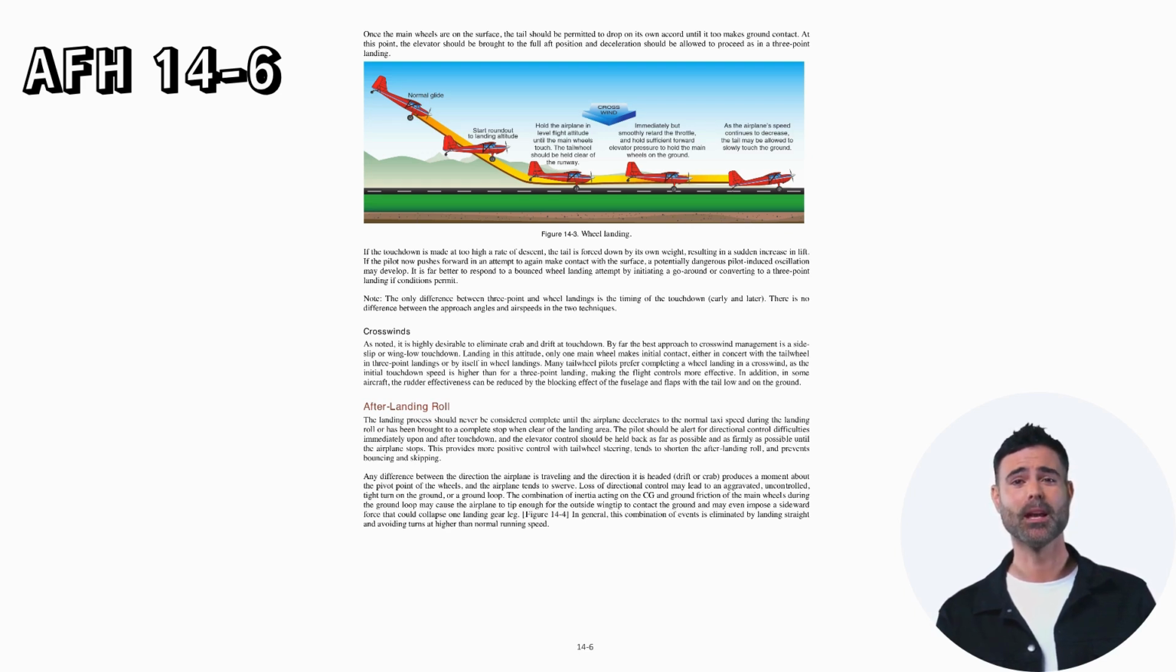Any difference between the direction the airplane is traveling and the direction it is headed, drift or crab, produces a moment about the pivot point of the wheels, and the airplane tends to swerve. Loss of directional control may lead to an aggravated, uncontrolled, tight turn on the ground, or a ground loop. The combination of inertia acting on the CG and ground friction of the main wheels during the ground loop may cause the airplane to tip enough for the outside wingtip to contact the ground, and may even impose a sideward force that could collapse one landing gear leg. In general, this combination of events is eliminated by landing straight and avoiding turns at higher than normal running speed.